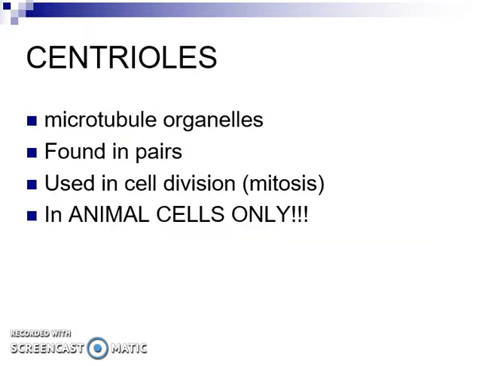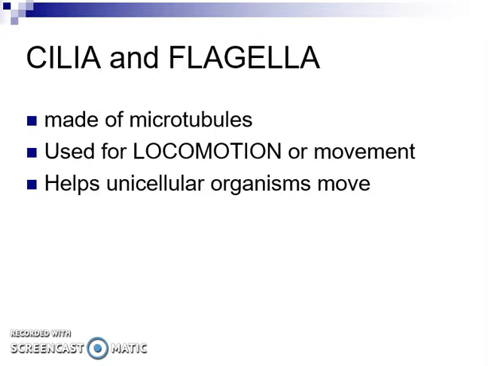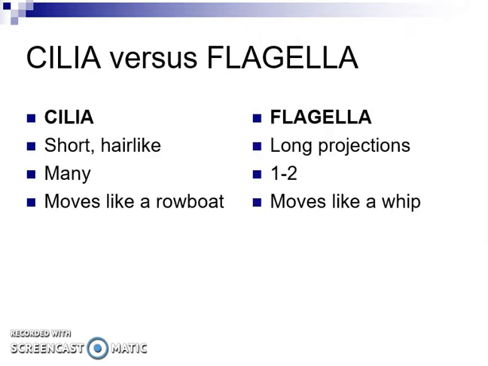Centrioles are microtubule organelles. They are found in pairs, used in cell division only in animal cells. Then I'm going to bring you to cilia and flagella, made of microtubules as well, used for locomotion or movement. They help unicellular organisms move. Cilia are short hair-like structures that move like a rowboat, and a flagellum is more like a tail, coming in one or two at a time, and they whip back and forth.